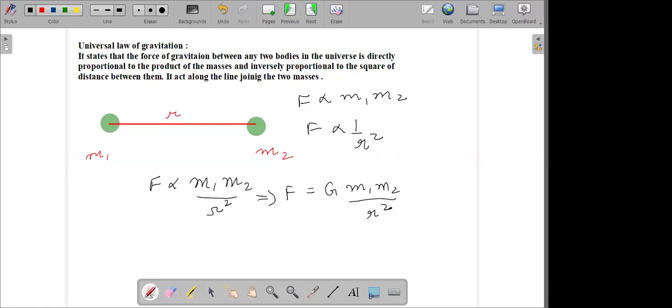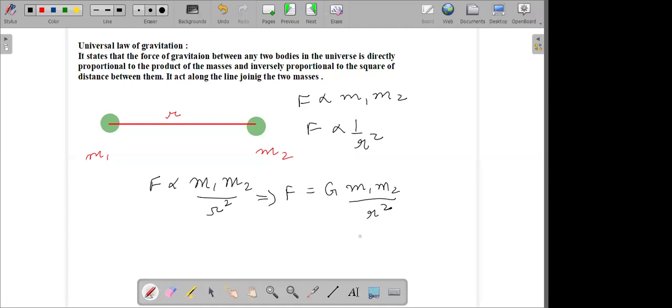Okay, Pranav, can you tell the statement now again? Pranav, can you tell the statement? Unmute yourself and tell. Pranav, you are not audible.